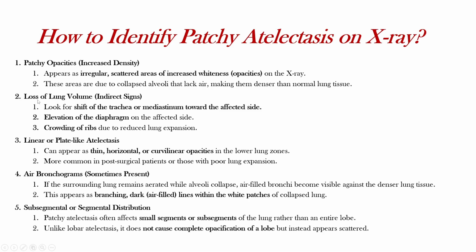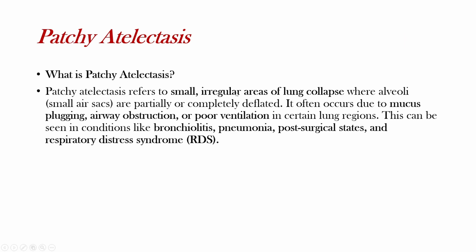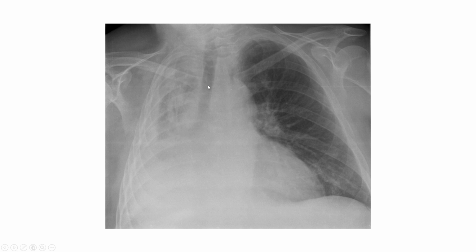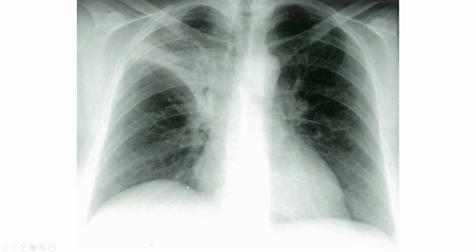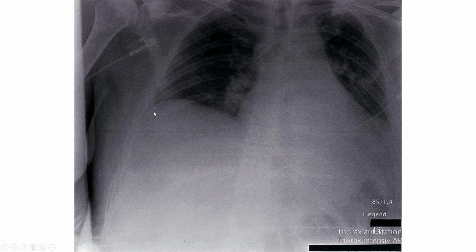The second thing, there are some indirect signs. For example, a shift of the trachea to the affected side. Look at the trachea. It's shifted to the affected side. Elevation of the diaphragm on the affected side. For example, here, look at the diaphragm. This is the other diaphragm. Look how it's elevated.